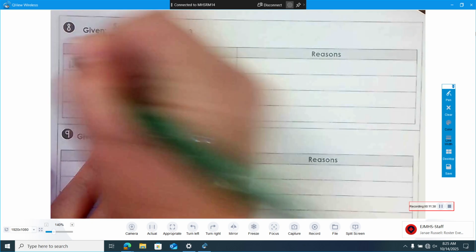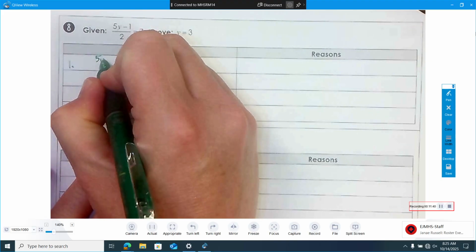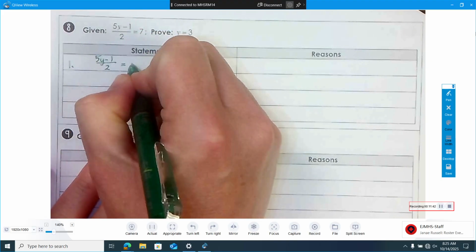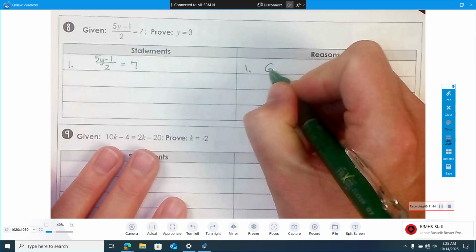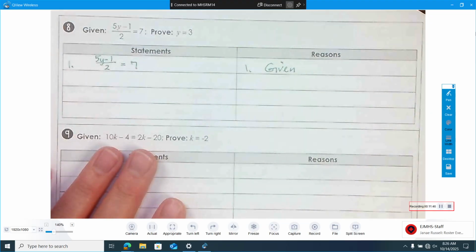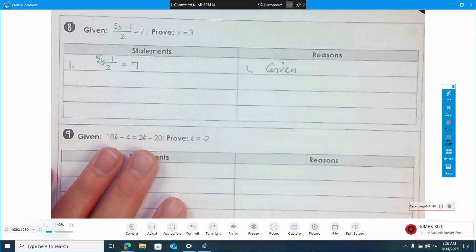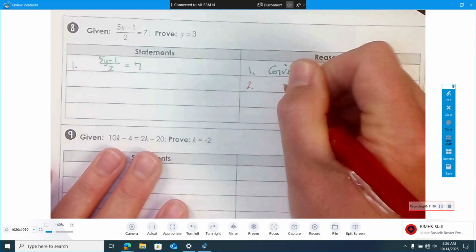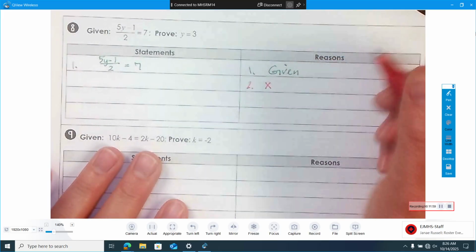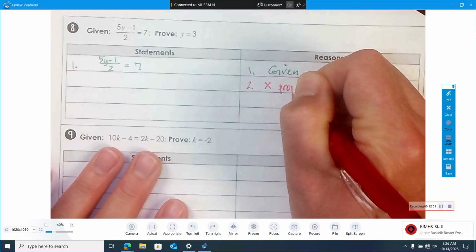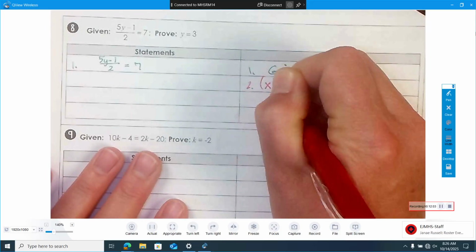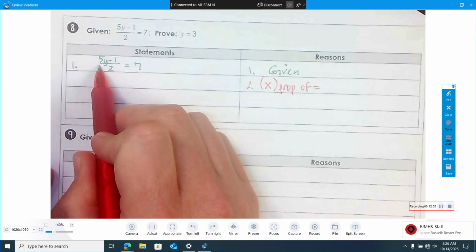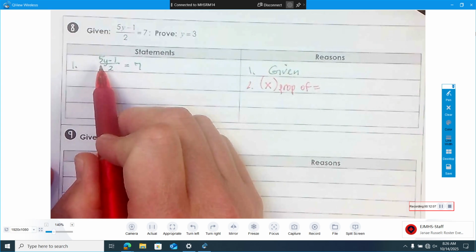Step number 1 is we have (5y minus 1) divided by 2 equals 7, and that is our given. All right, for all the money in the world, what are you going to do next? Cash, what are you thinking? Multiply both sides by 2. That is a great thing to do. We are going to use the multiplication property of equality.